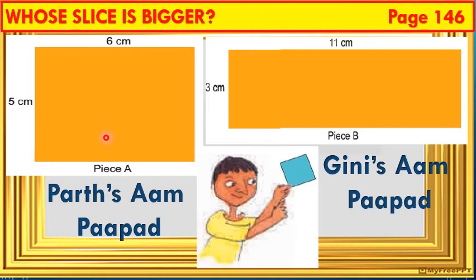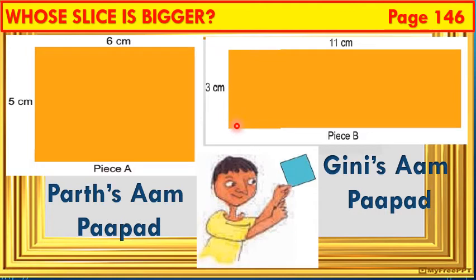Parth, a boy, and Guinea, a girl, bought aam papad, that is dried mango slice, from a shop. Their pieces looked rectangular as shown in the given figures. Piece A is Parth's slice and piece B is Guinea's slice. Parth's aam papad had a length of 6 centimeters and breadth, also called width, of 5 centimeters. Whereas Guinea's aam papad had a length of 11 centimeters and breadth, that is width, of 3 centimeters.